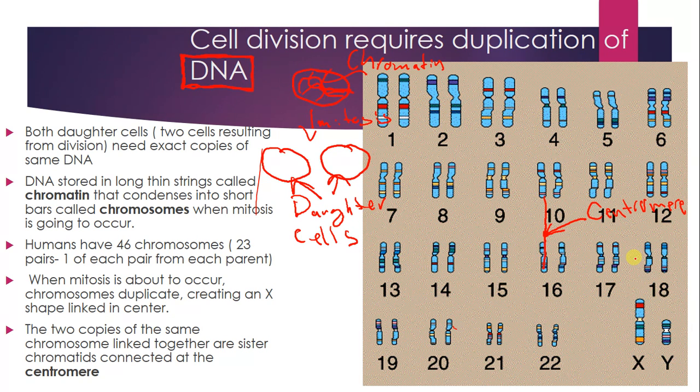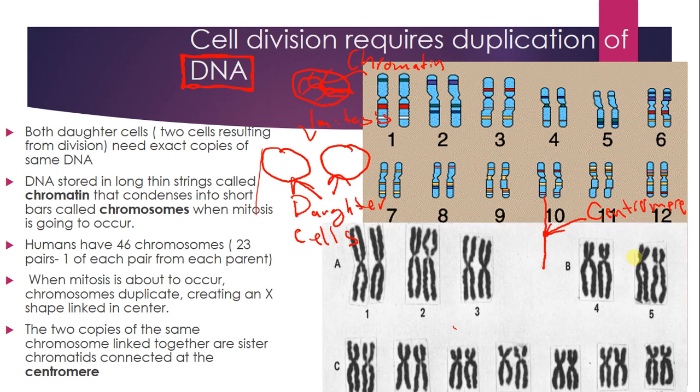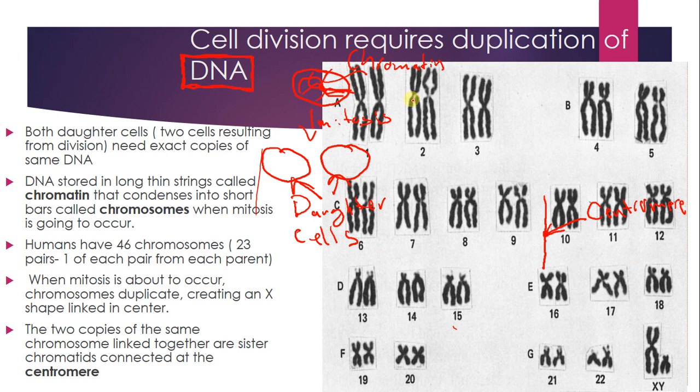When mitosis happens and they duplicate, our chromosomes will look like this. So we have duplicated both of our chromosome 1, so we have 2 X's linked at the centromere. All the way up to now we have 2 copies of each of our sex chromosomes linked at the centromere. So this is what duplicated chromosomes before mitosis would look like.